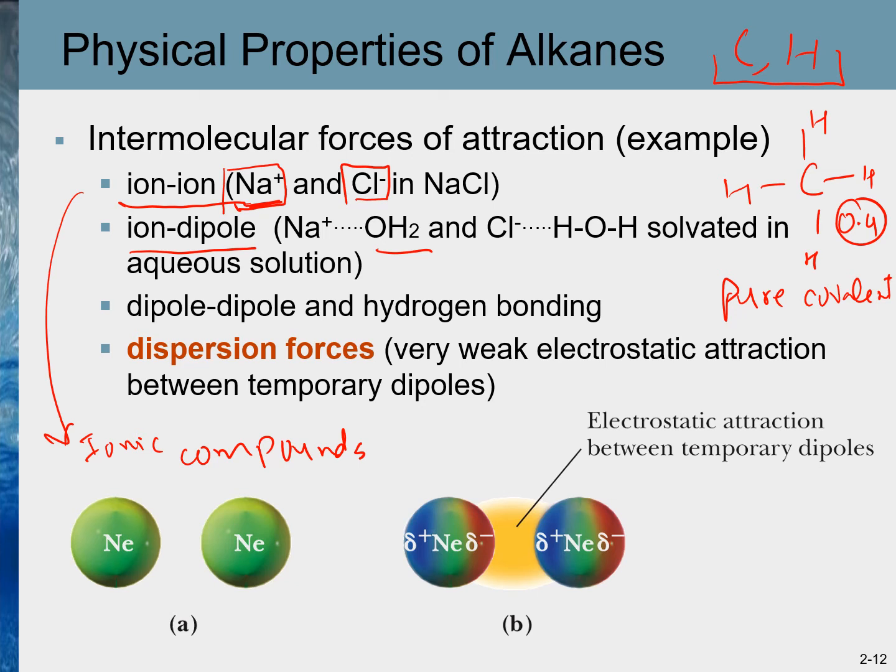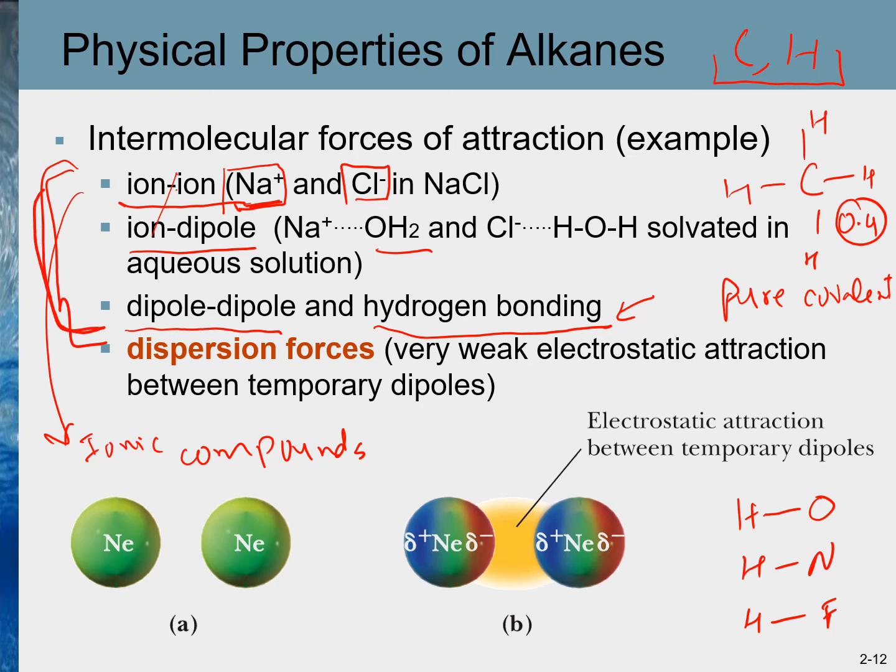In polar covalent compounds, we may find dipole-dipole interaction or hydrogen bonding. Dipole-dipole interactions exist in those covalent molecules which have polar covalent bonds, and hydrogen bonding exists in those covalent molecules where hydrogen is connected to either oxygen, nitrogen, or fluorine. In alkanes, none of these three interactions exist. The only interaction which exists in alkanes is London dispersion force.